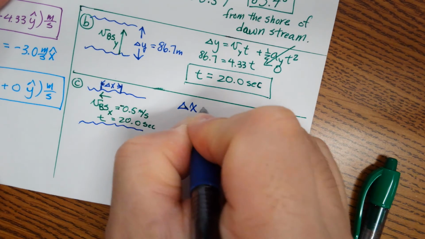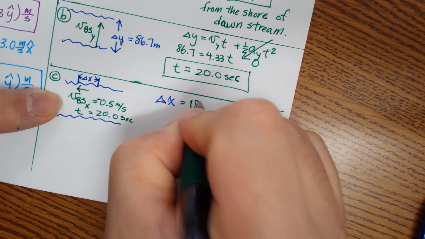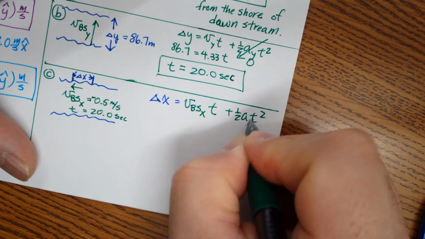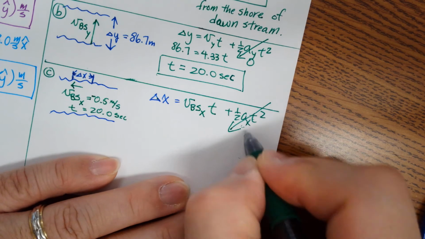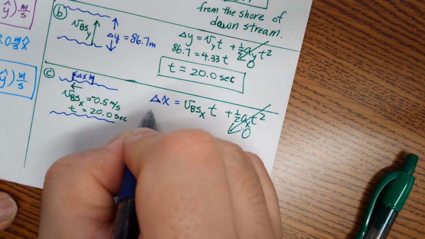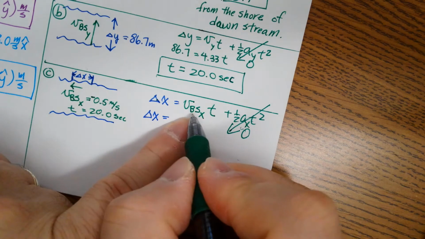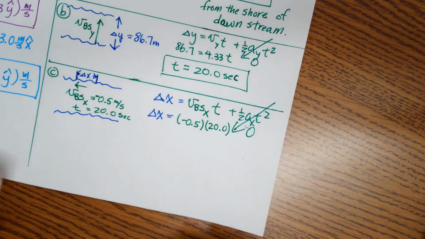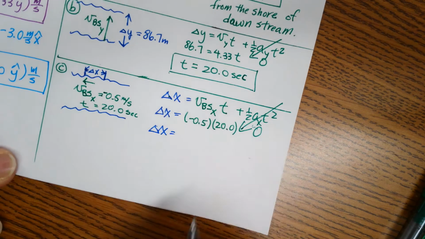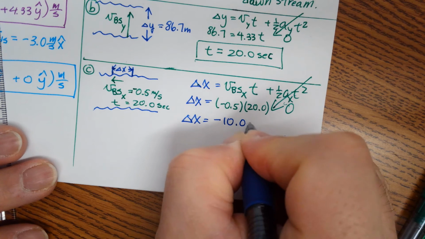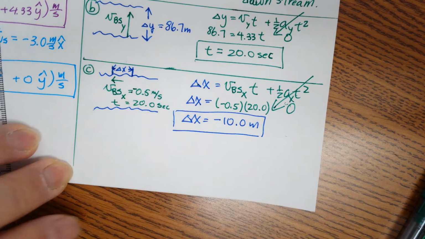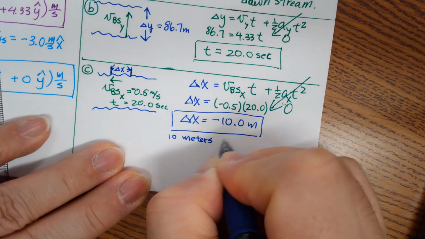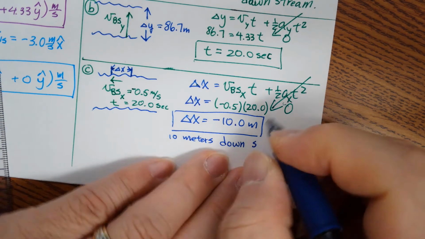So my delta x is equal to VBSX t plus 1/2 a t squared. Well, there is no acceleration for the boat in the x direction, so again this whole term drops out. So my delta x is equal to VBSX, negative 0.5, times time, which is 20 seconds. So my delta x happens to be negative 10 meters, or 10 meters downstream from directly across the starting point. So 10 meters downstream or downriver.